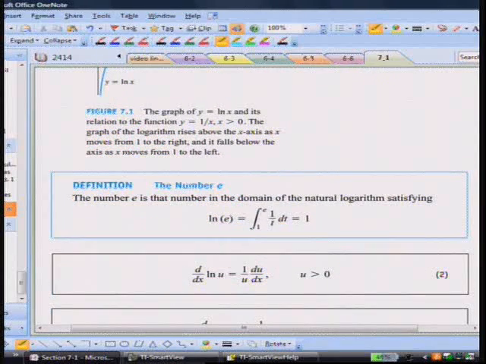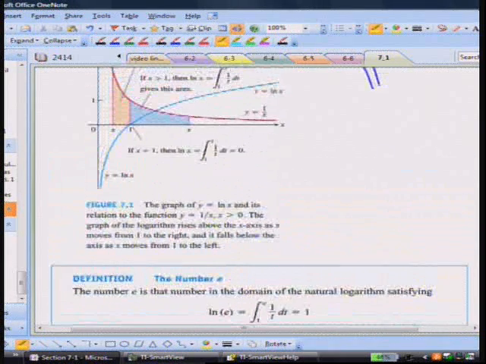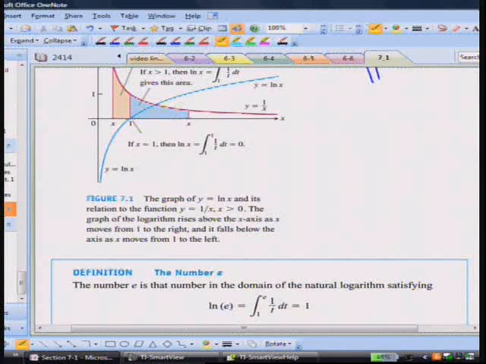Now, what's interesting is that in calculus we go from the logarithm to the number e. In pre-calculus, we learned about e to the x, and then we told you that ln x was the inverse function. So I'm going the other way. It turns out that e, that 2.718 number, is the value of x such that the area underneath the curve is exactly 1. So it's kind of interesting.